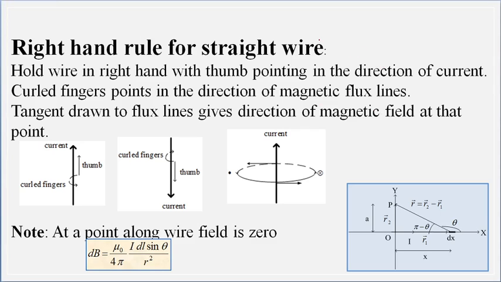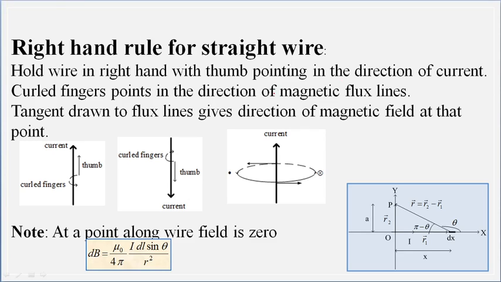What is to be done is, you have to read this and just imagine. Hold a wire in the right hand. Example, you can consider a pencil or a pen. Hold it in your right hand. You should not hold it in your left hand, but in the right hand. Then you have to hold it in such a way that the thumb points in the direction of current.